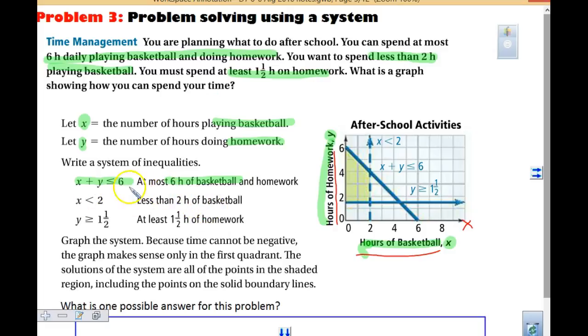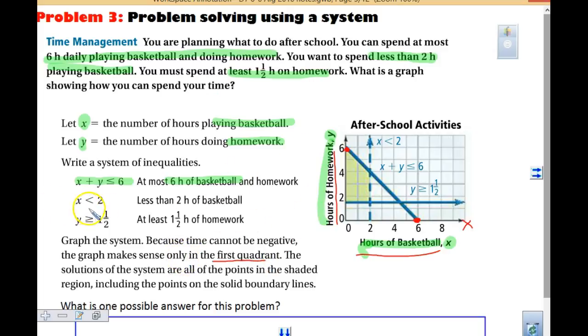It says x plus y, we can only do up to 6 hours, so it's less than or equal to 6. So they started at 6 here, and I also know my y-intercept and my x-intercept are going to be 6, and I can make that a solid line. I can have less than 2 hours of basketball, which means it's a dashed line. It's vertical, and I would be shading everything to the left of that. I can't have negative hours, so it's only going to be in the first quadrant, right? So I'm not going to have negatives.